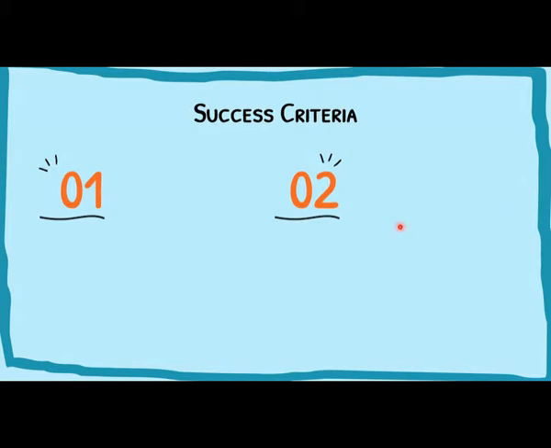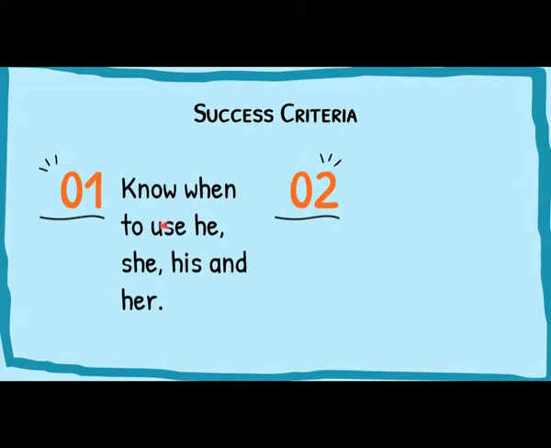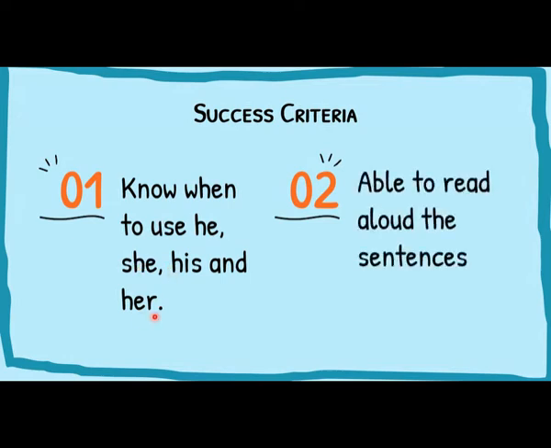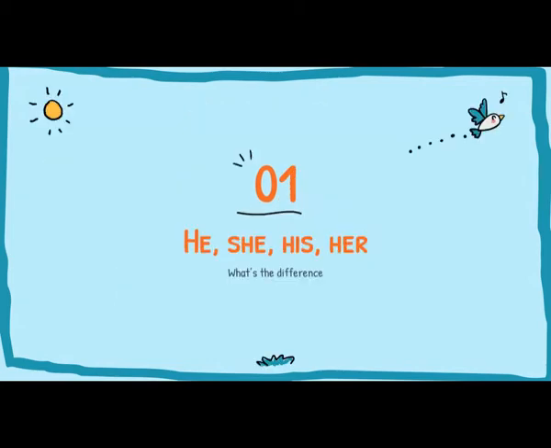In this video, I'll be covering 2 success criteria. The first one is know when to use he, she, his and her. So you should be able to know, mesti tahu bila nak guna he, she, his and her. The second success criteria is to be able to read aloud the sentences. Mesti boleh read aloud, baca the sentences. Okay, so let's look at our first lesson, which is he, she, his, her. What's the difference? Apakah bezanya?